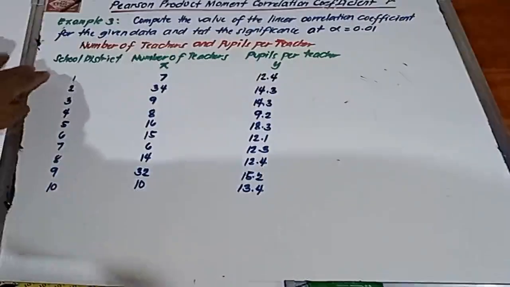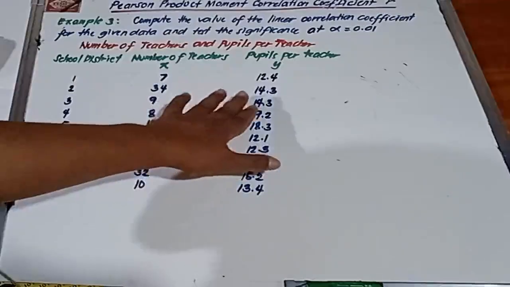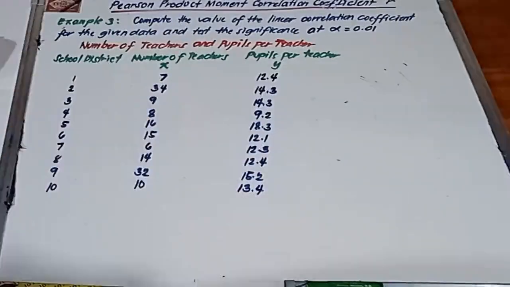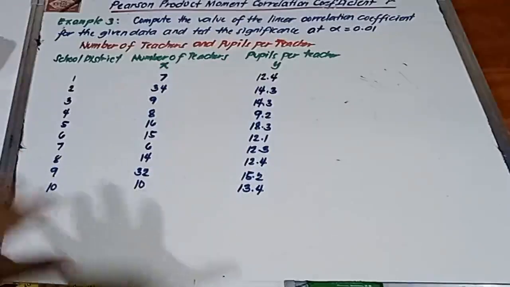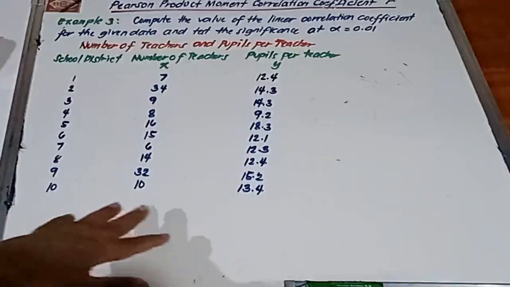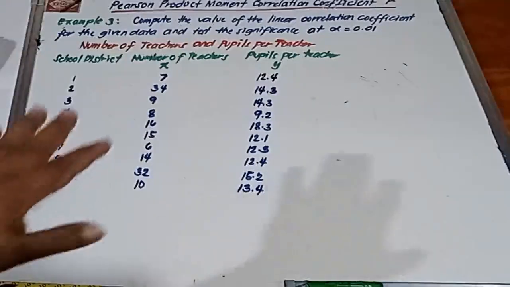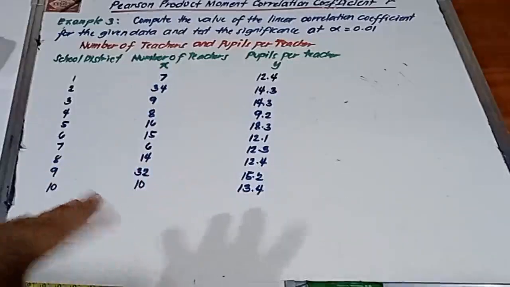Like for example, for District 1, we have 7 teachers and the ratio of pupils per teacher at that district is 12.4. Okay? Now, by the way, ito nga palang data na to, naibigay ko na sa inyo doon sa ating first topic about correlation, that is constructing the scatter plot. Okay?